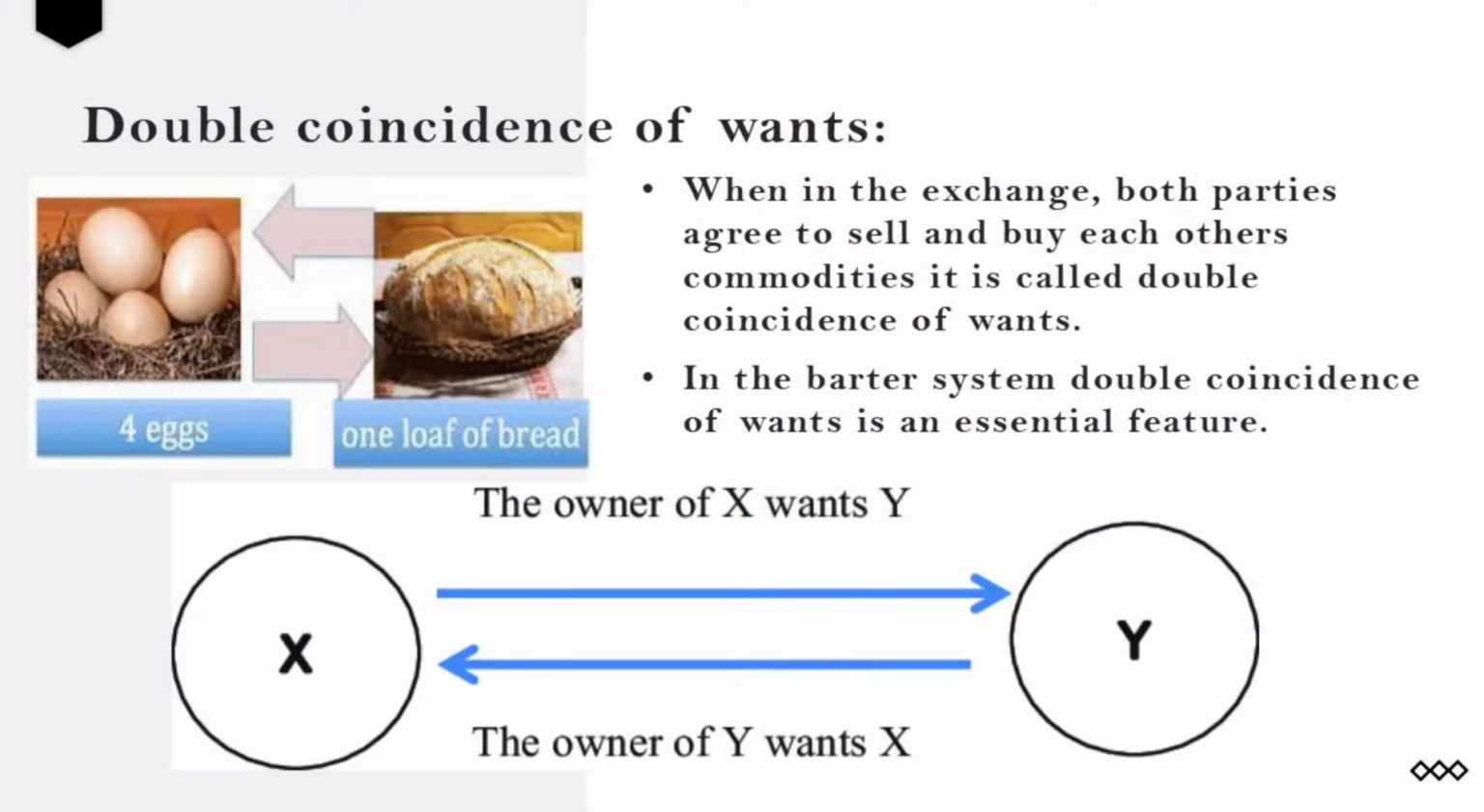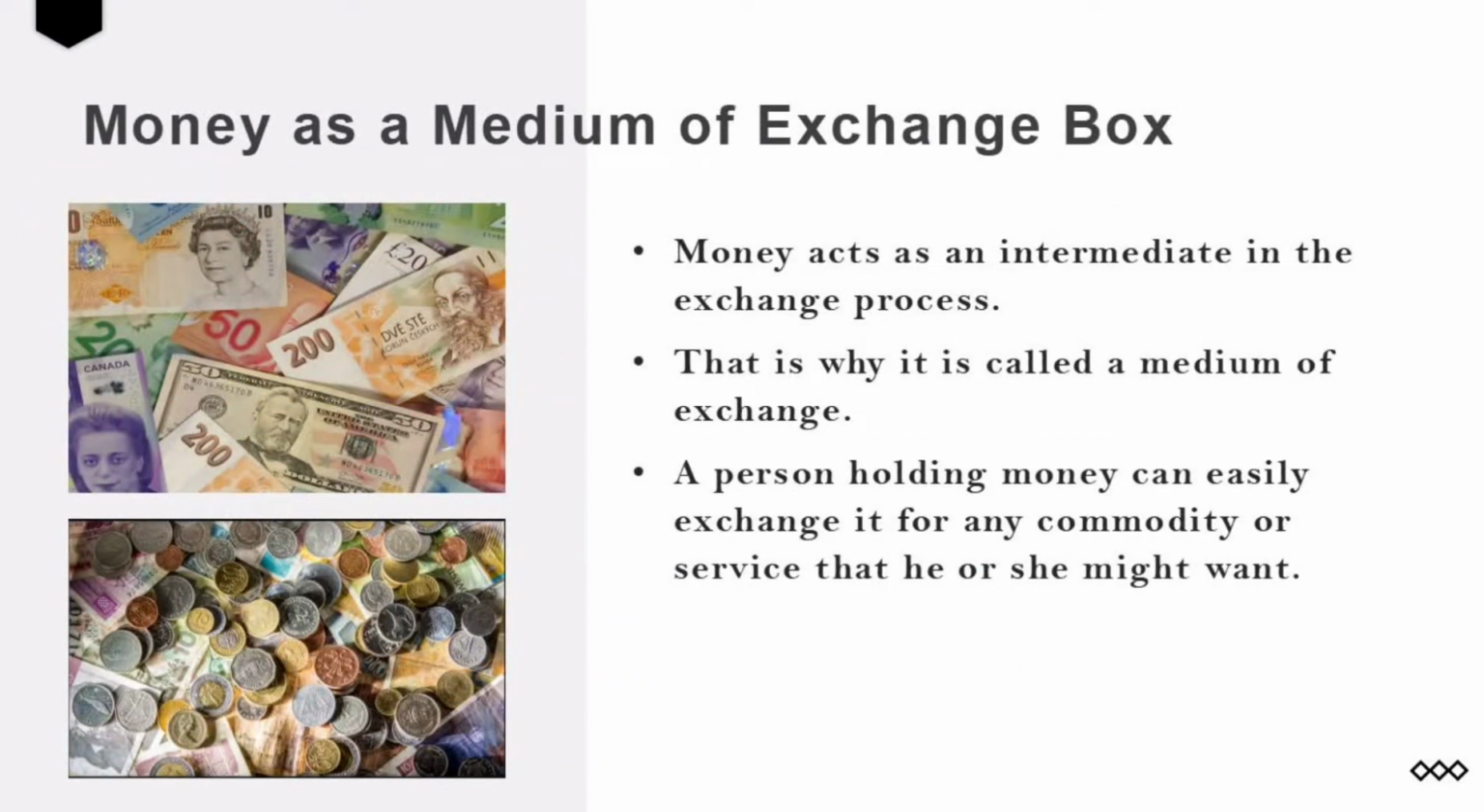First thing we are seeing is double coincidence of wants. When in an exchange both the parties agree to sell and buy each other's commodities, it is called a double coincidence of wants. In the barter system, double coincidence of wants is an essential feature. For example, the owner of X wants Y and the owner of Y wants X, so both of them can purchase each other's things. It is perfect only in the barter system. When the needs of both parties meet in an exchange system, it is called double coincidence of wants.